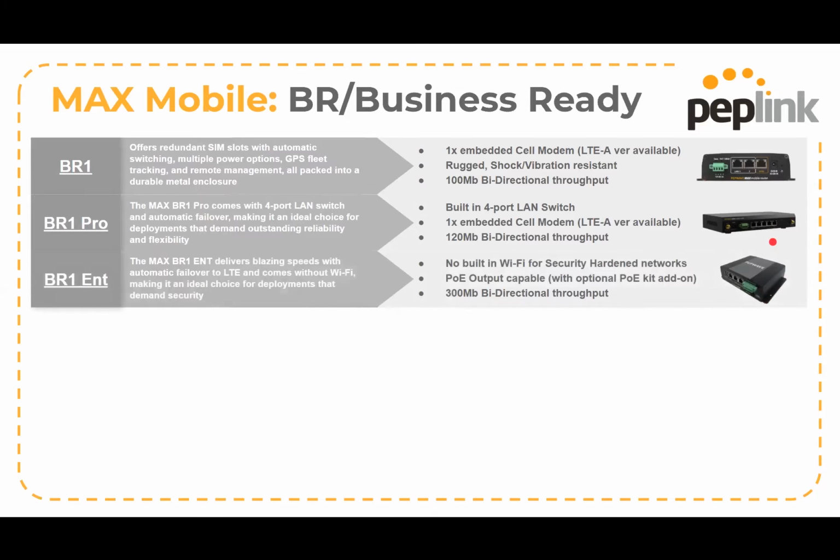We also offer a BR1 Enterprise. Now this is a special BR1 router with no Wi-Fi. This has Wi-Fi, cellular, 100 megabits of throughput, 1 WAN, and 2 LAN. The Pro has a 4-port Ethernet switch. The Enterprise has additional throughput for 300 megabits, but no Wi-Fi for security hardened networks.